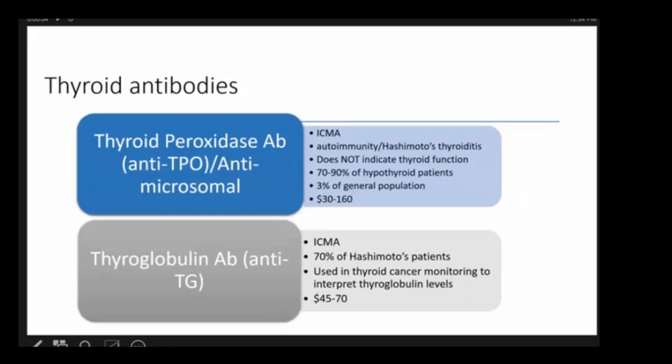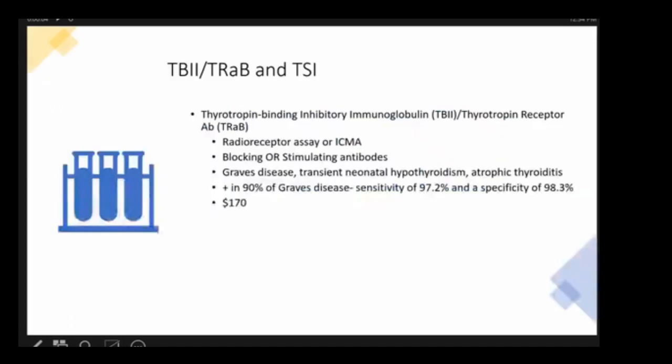The thing with the TRAB or the TBII is it measures both blocking and stimulating antibodies. So a positive TRAB could be an antibody that's stimulating the thyroid gland or blocking it. In Graves' disease, transient neonatal hypothyroidism, and atrophic thyroiditis, we can see a positive TBII. It is positive in 90% of your Graves' disease patients, so it's a pretty sensitive and specific test for Graves' disease as well. As you can see, it's quite expensive.